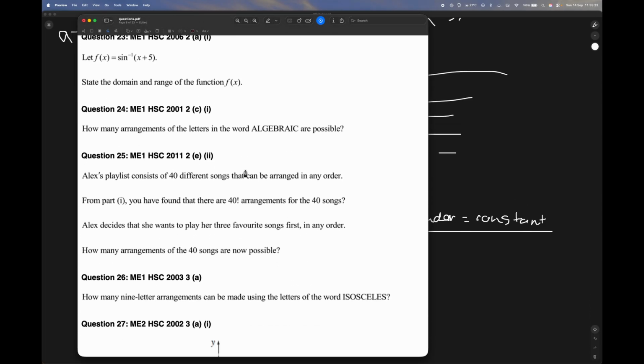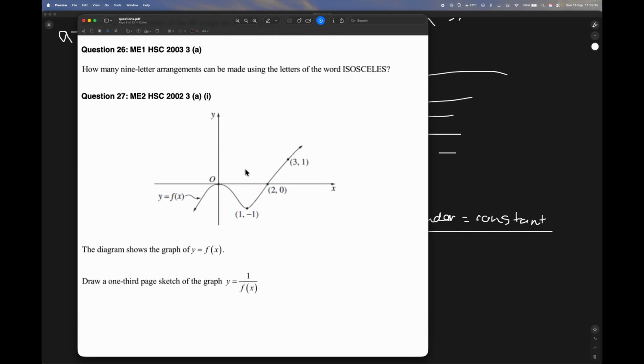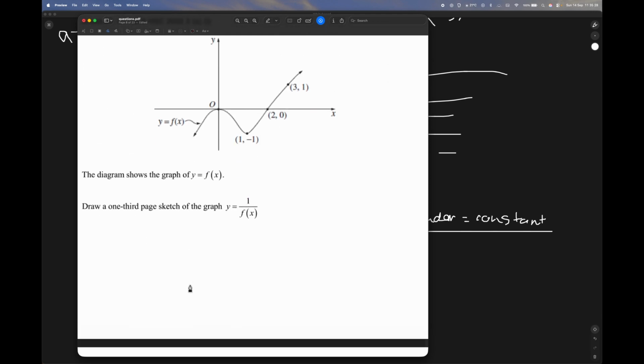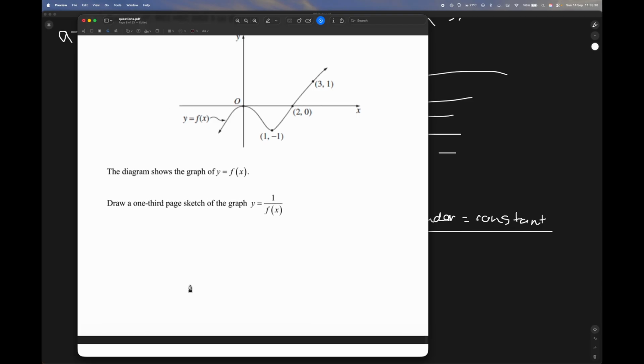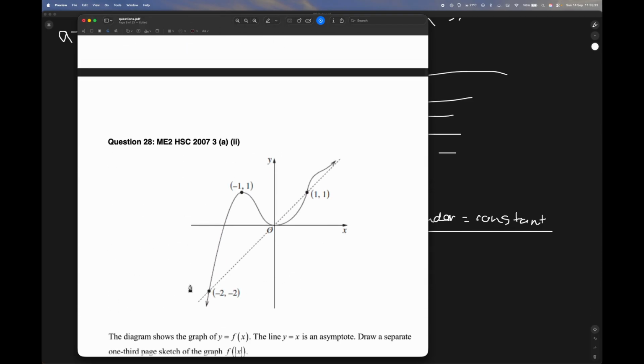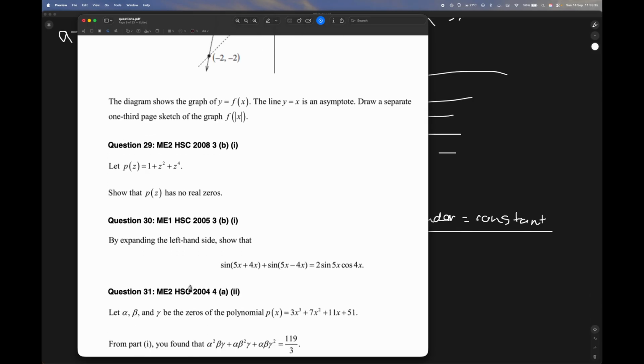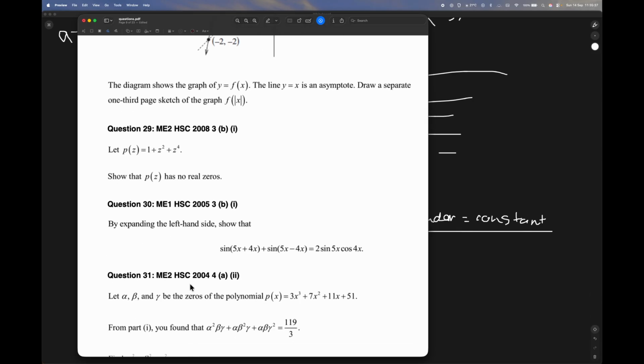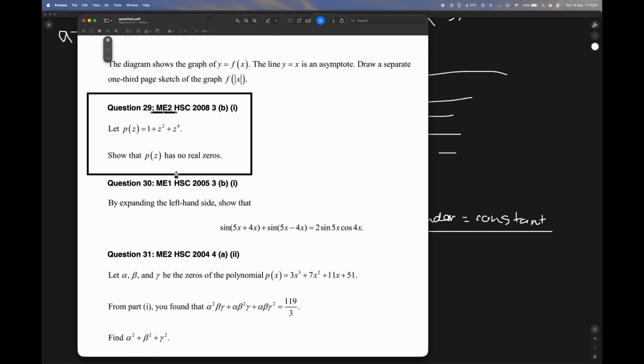Find us another polynomials question. Okay, we'll try this one here. Question 29. Oh, Math Extension 2. We're not doing that. I'm only a Math Extension 1 student, so I can't show you how to do that. I don't know how to do that.